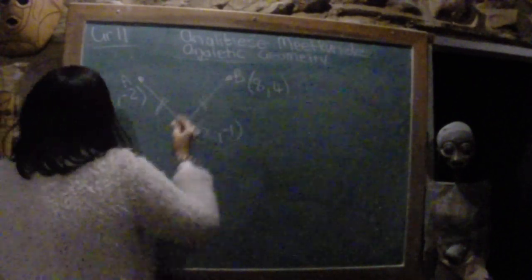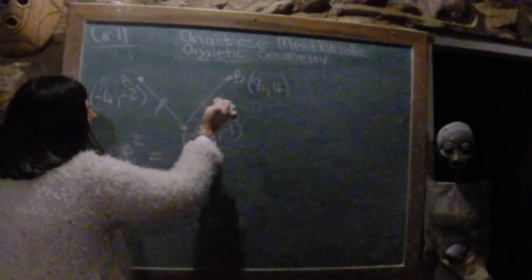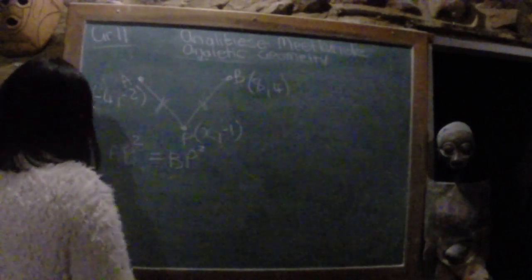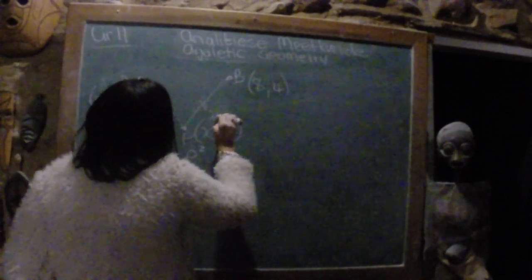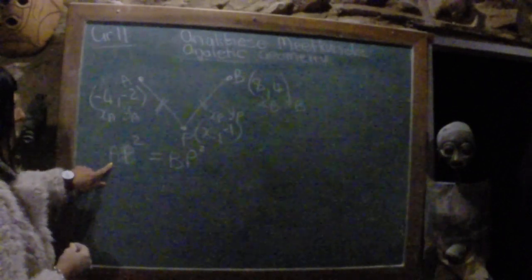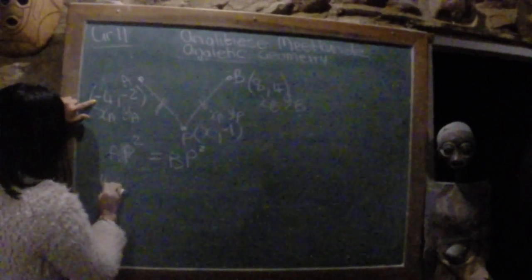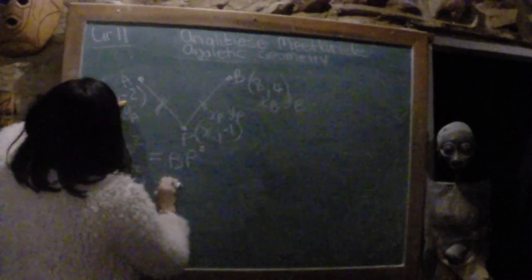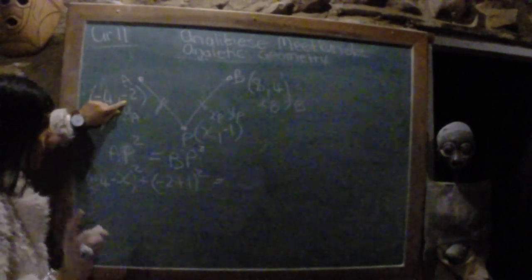So I know that the distance between these two is equal. So AP squared must be equal to BP squared. So when I use the distance formula, I've got XA, YA, XP, YP and XB, YB. So let's get AP squared. From A to P, so I have minus 4 minus x squared plus minus 2 minus 1 squared. Remember, you must write down the formulas.